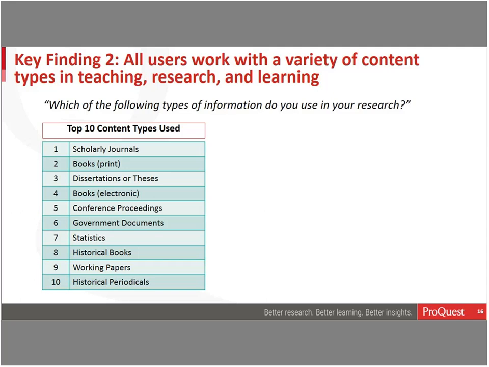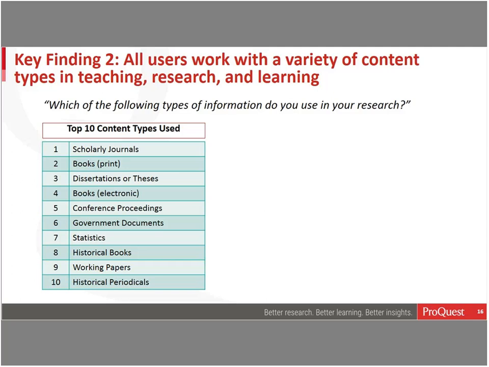As I mentioned before, scholarly journals can take 1, 2, 3 years from submission to publication. Conference papers, working papers and dissertations, for example, don't go through that peer review process, although there is still a kind of academic review of that content. But that gives researchers access to this kind of information far earlier. Also, different content types can give a different perspective. For example, researching a topic using statistics, number 7 on the list, government documents, number 6, or working papers at number 9, might give really different perspectives.